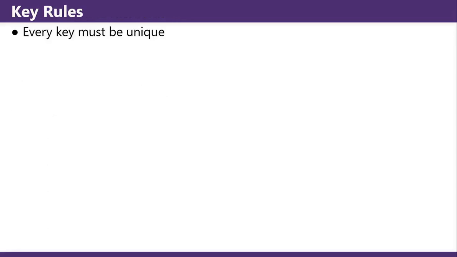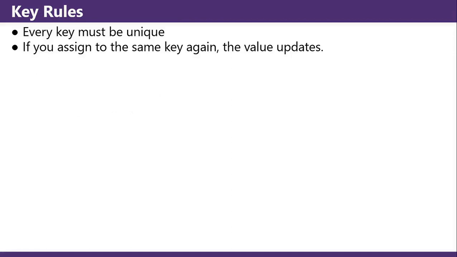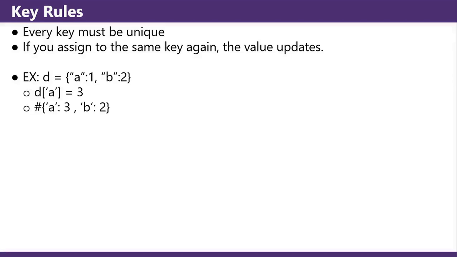Key rules. Every key must be unique. If you assign to the same key again, the value updates. If you have the same d from the last slide, and then you do d['a'] = 3, the new dictionary will be a mapping to 3 and b mapping to 2.